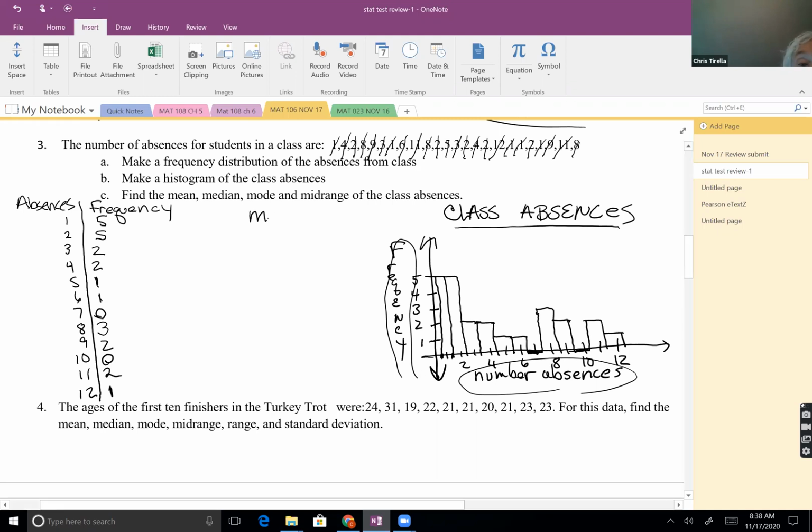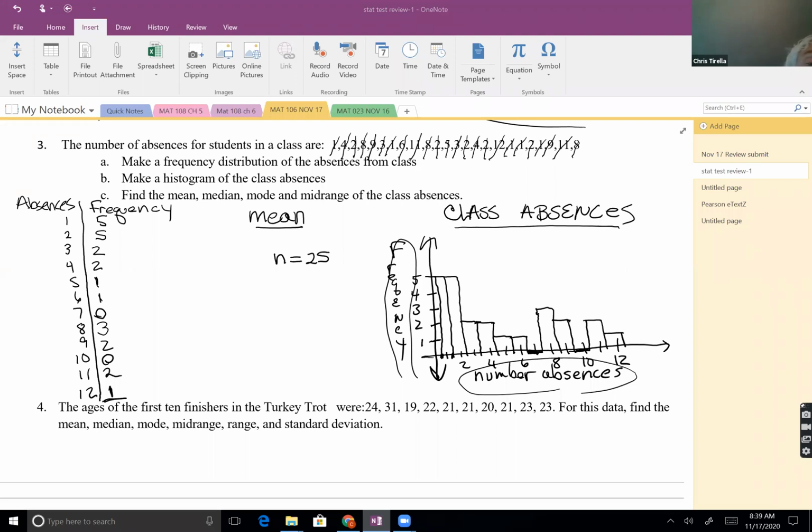For the mean, there's a couple of ways that you can do it. One way is if you really hit a lot of patients, you could just add all of those numbers. Another way, let me add the frequency: 5, 10, 12, 14, 15, 16, 17, 18, 19, 20, 21, 22, 23, 24, 25. The number of values is 25.